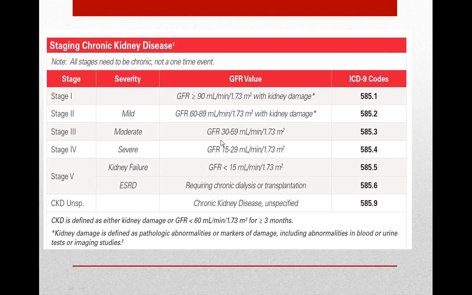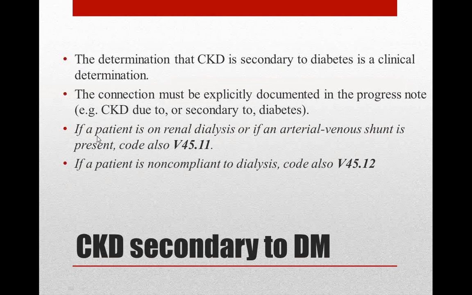But you can use a calculated GFR, but the easiest thing is to use your eGFR, which is on your lab sheet, and rely on this table to make those diagnoses. But the determination that chronic kidney disease is secondary to diabetes, again, is a clinical determination. You must have the connection, and you must document it explicitly in the progress note.